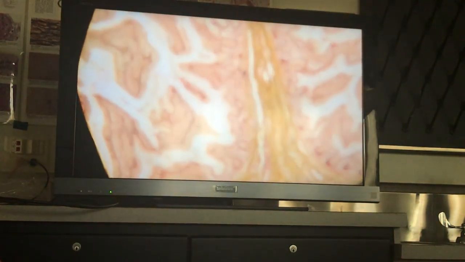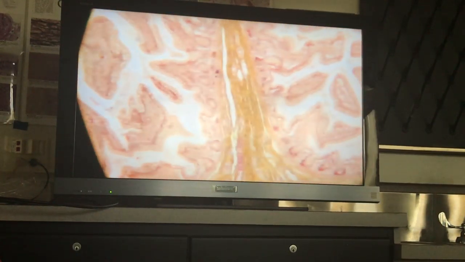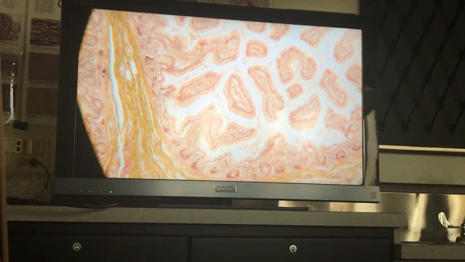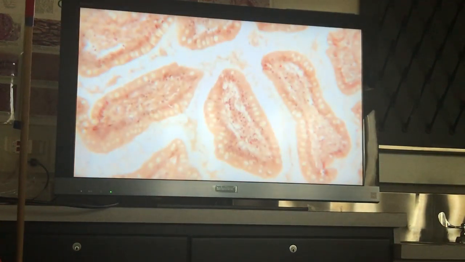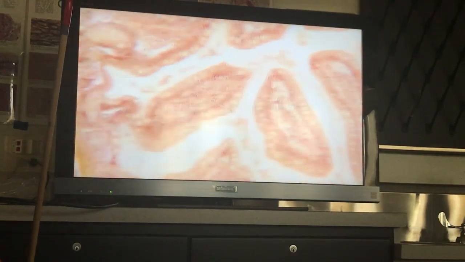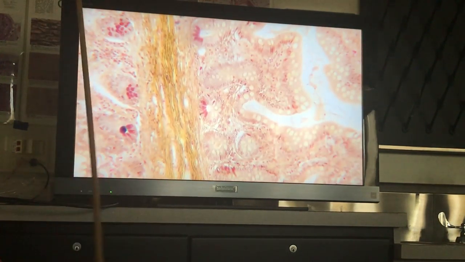Here is a section of ileum that's been stained to show the Paneth cells. And here they are. The Paneth cells are part of the mucosa. They are found at the very bottom of the crypt. These were stained with a special stain, which highlights their eosinophilic granules. And so here they are.